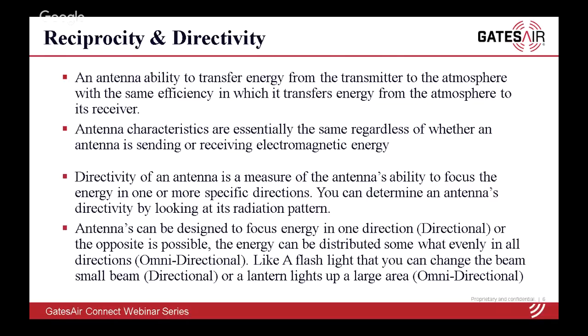If you think about a flashlight, everybody's played with a flashlight and changed the beam, either wider or smaller. Well, an antenna is doing the same thing. So if we say it's directional, instead of being all over the place, it's actually focused into one real tight beam. Unlike a lantern, if you think about a lantern, it lights up a whole large area. That would be considered omnidirectional.